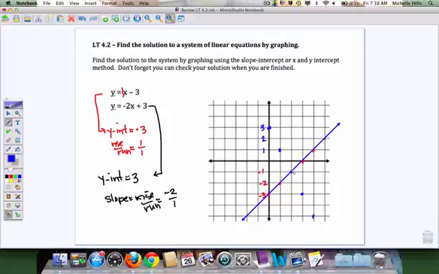Now, because my point of intersection is out here, I need to label my x-axis out to cover that point. I'm going to draw my line through those points. Now, my answer is not the graph. The graph is the work that you need to show. The answer is the ordered pair (2, -1), because that is the point of intersection of those two lines.